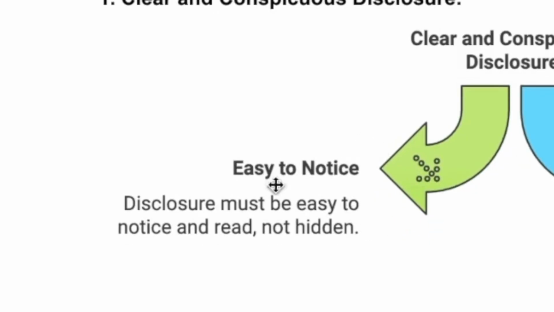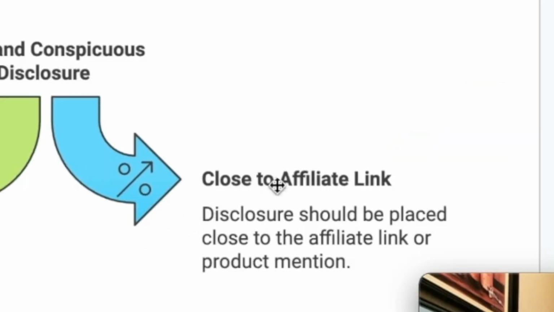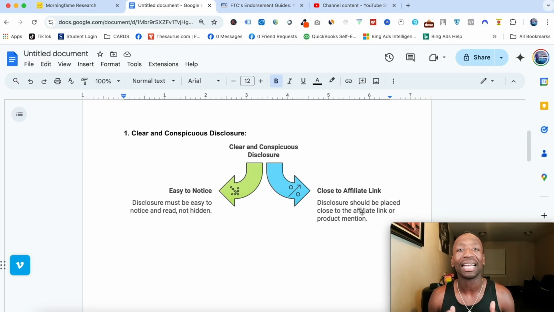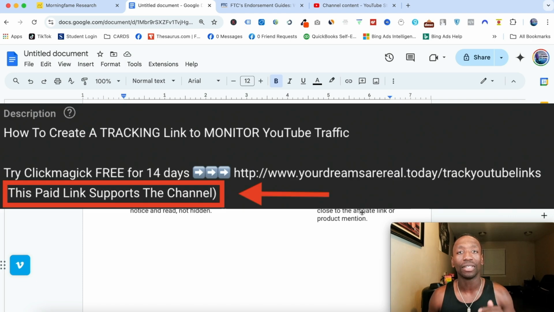So what does that mean? If you look right here, it says easy to notice. So your disclosure must be easy to notice and read, not hidden. And then over here it says close to the affiliate link. So the disclosure should be placed close to the affiliate link or the product mentioned. What does that actually mean? That means that if you have your affiliate link up at the top of the description, your disclosure needs to be right next to it.